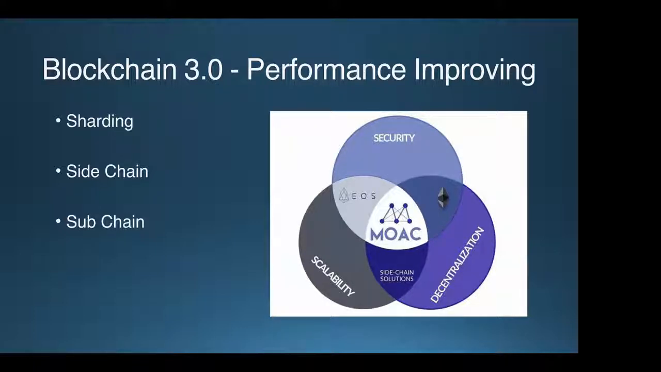There are solutions that will compromise on one of these 3, but eventually we want to create a blockchain that improves on the total of all 3 aspects. And for the solutions on the left-hand side, we have sharding, we have side chains, and we have subchains. So these are the 3 categories of solutions that we can use to improve a blockchain.